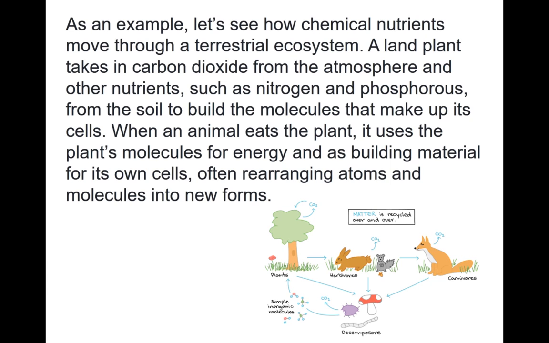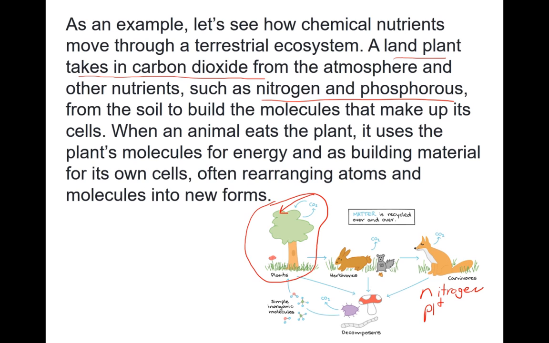As an example, let's see how chemical nutrients move through a terrestrial ecosystem. A land plant takes on carbon dioxide. So a land plant, we'll talk about this tree in this case, takes on carbon dioxide. So carbon dioxide goes in. Okay, so a land plant takes on carbon dioxide from the atmosphere and other nutrients such as nitrogen and phosphorus from the soil. So nitrogen and phosphorus, which are not listed here, are down in the soil. These are big things in the soil.